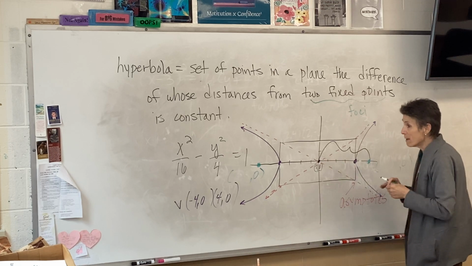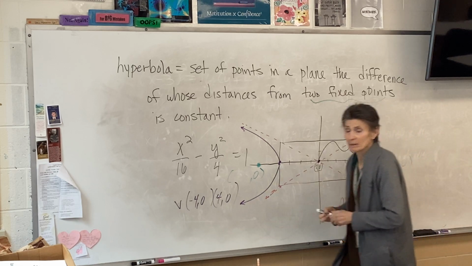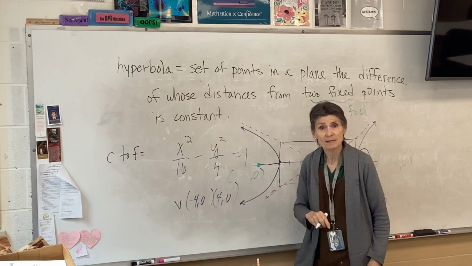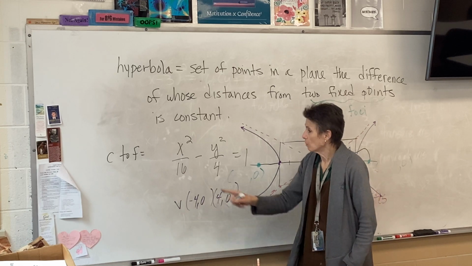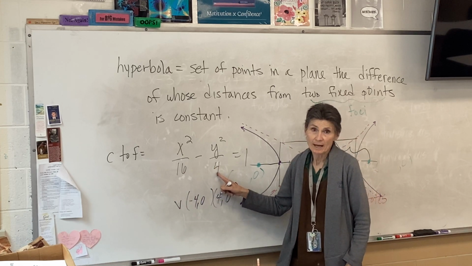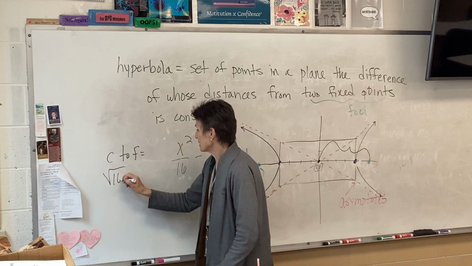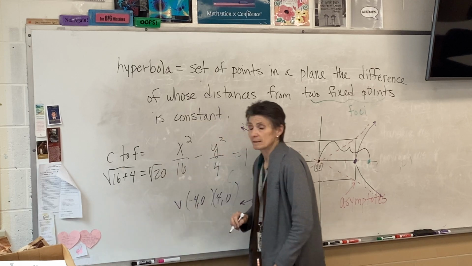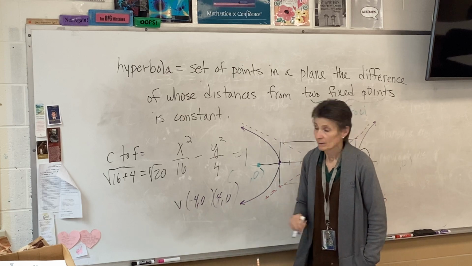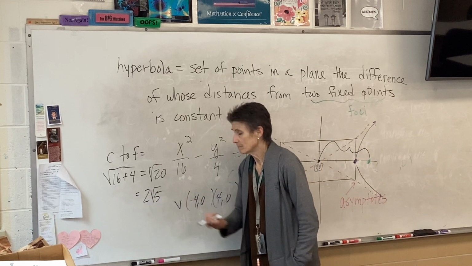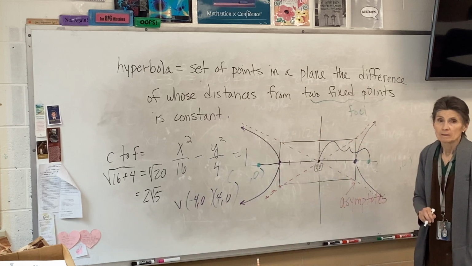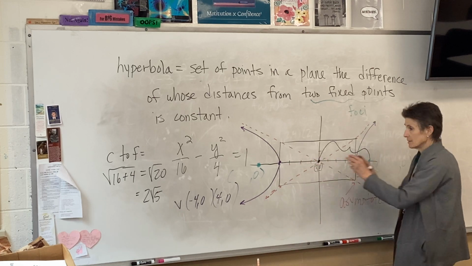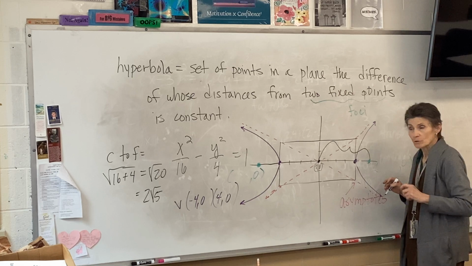Well, you remember in an ellipse, center to focus is found how? Subtract the denominators and take the square root. In a hyperbola, we're going to add the denominators and take the square root. So that's going to be the square root of 16 plus 4. We're going to add, get the square root of 20, which is 2 root 5. You need to add those two numbers, kids, because you got to move past the purple dots. You got to get outside of the purple dots. So you have to add those numbers.